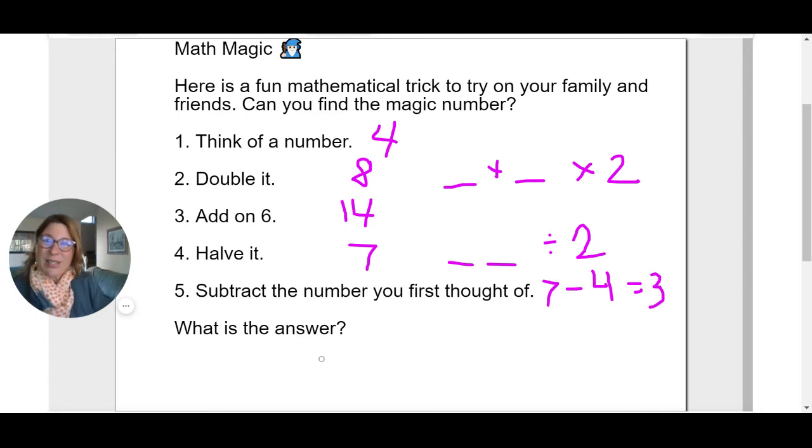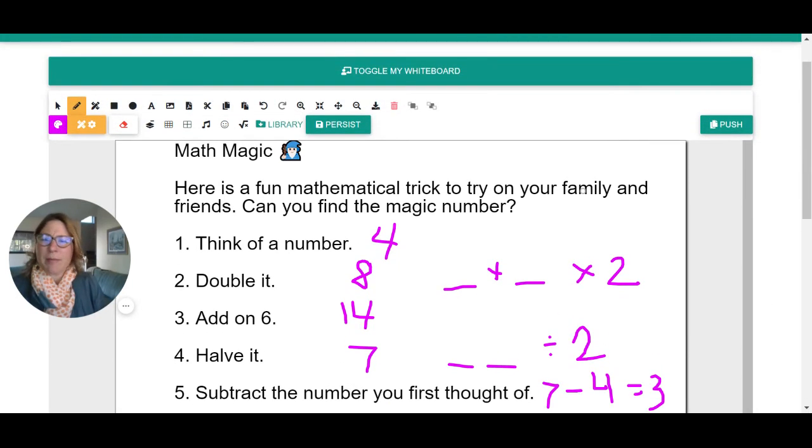What is the answer to my mathematical magic? For this step, it's 3. What's so magic about the number 3? Let's go try it with another number.